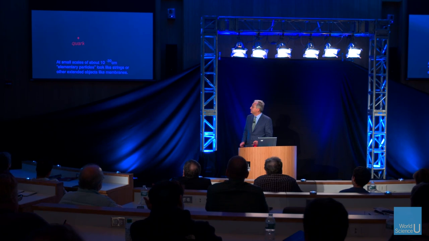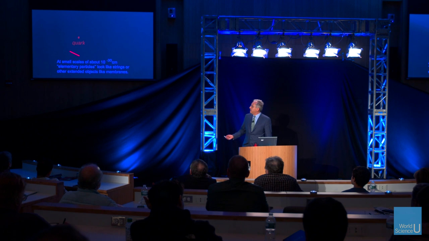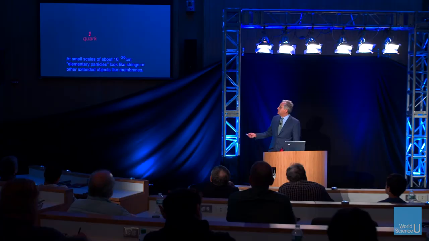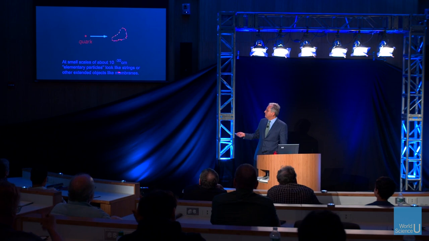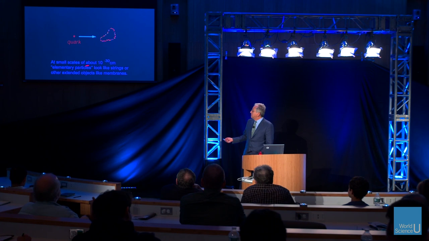The basic idea is that you have to replace point particles, elementary particles like quarks, by extended objects like strings. That's why it's called string theory. But this happens at very, very tiny scales. From far away, this loop might look just like a point. But if you zoom in to a scale of about 10 to the minus 30 centimeters, then these particles might have some extended features like a string or membrane or some such thing. This is why we call it string theory: the importance of replacing elementary particles by string-like excitations or string-like configurations.